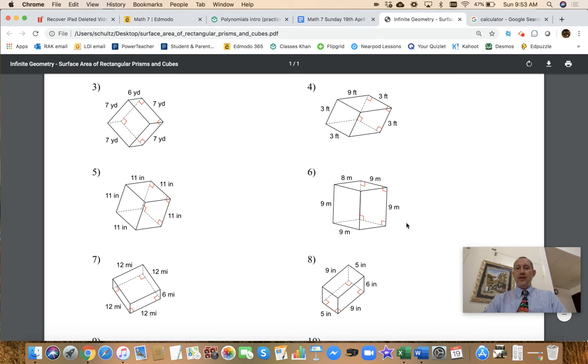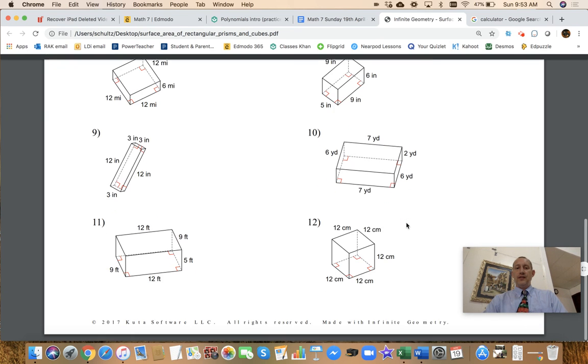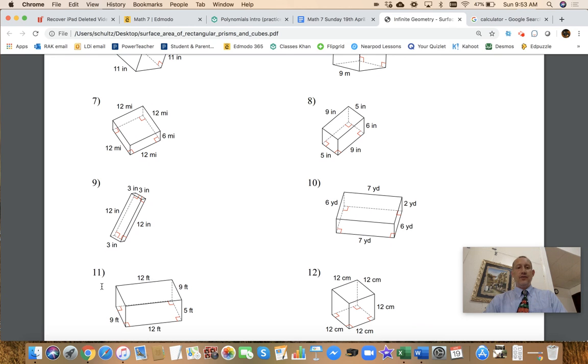That's it. Go ahead and finish the rest of this worksheet. You can just do 1 through 10. Don't worry about 11 and 12. You probably have enough practice by that point.